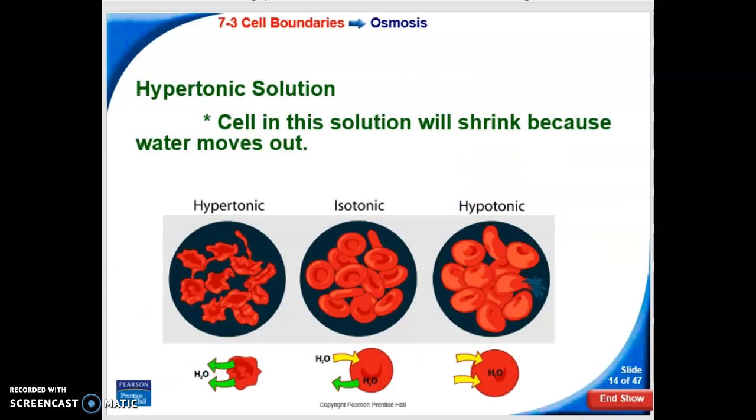Now what happens in these solutions, specifically with cells? In a hypertonic solution, since it's higher on the outside, water is going to move out of the cell, and the cell is going to begin to shrink. This would be like if you're dehydrated. Let's say you ate a lot of salt, and there's a lot of salt around your cells. Well, the water from inside of your cells is going to be moving out, and it's going to cause your cells to shrink.